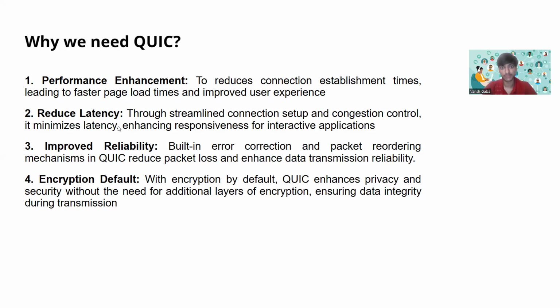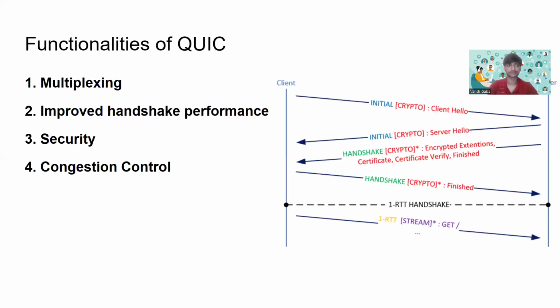Also, it improves reliability because it is built on UDP, and UDP doesn't make any connection and is unreliable. But QUIC makes a prior connection, that is a one-RTT connection, one round trip time connection. And that connection supports by default encryption, error correction, and many other algorithms for error correction, which helps to improve the reliability. Also, as it supports encryption by default using TLS version 1.3, it ensures the integrity of the data during transmission.